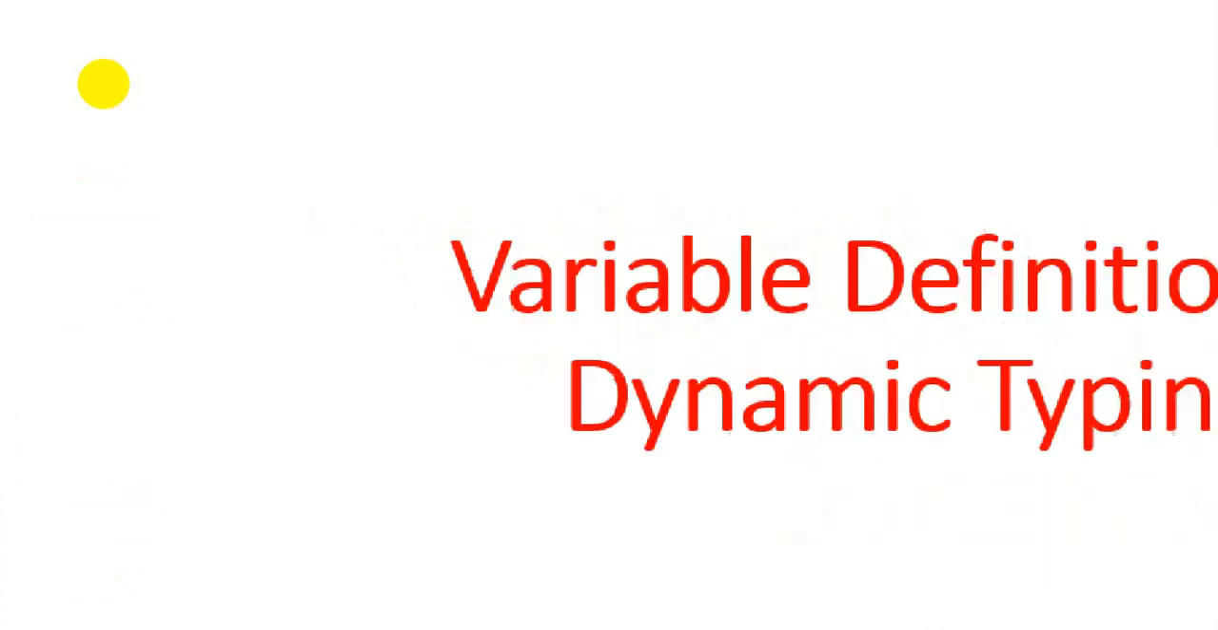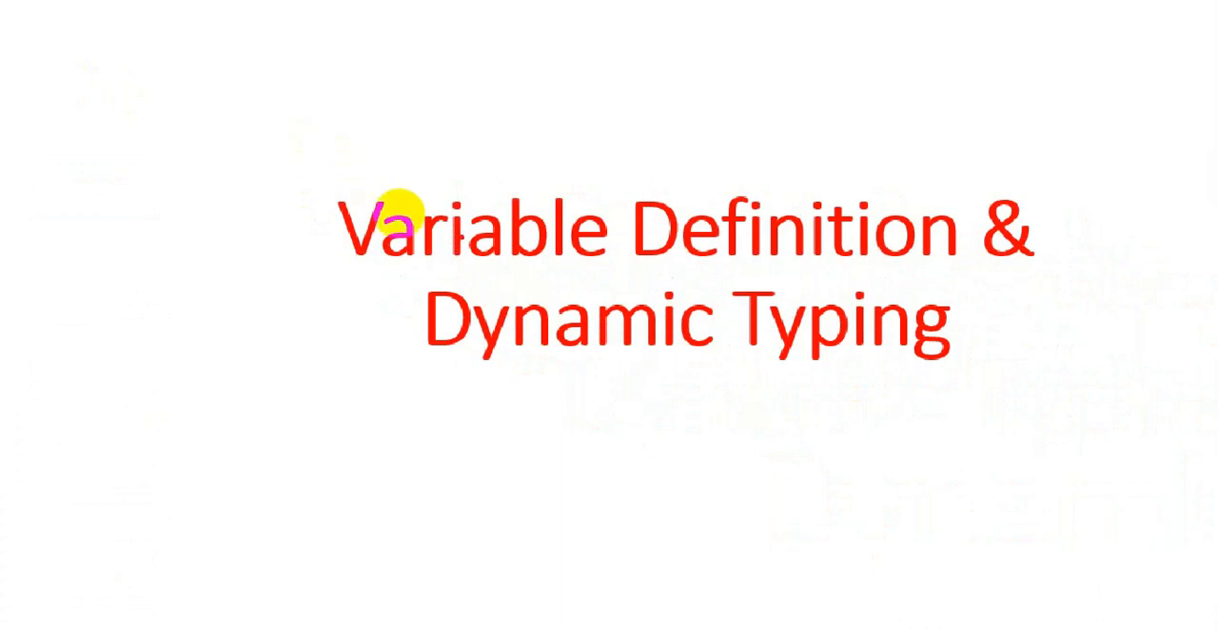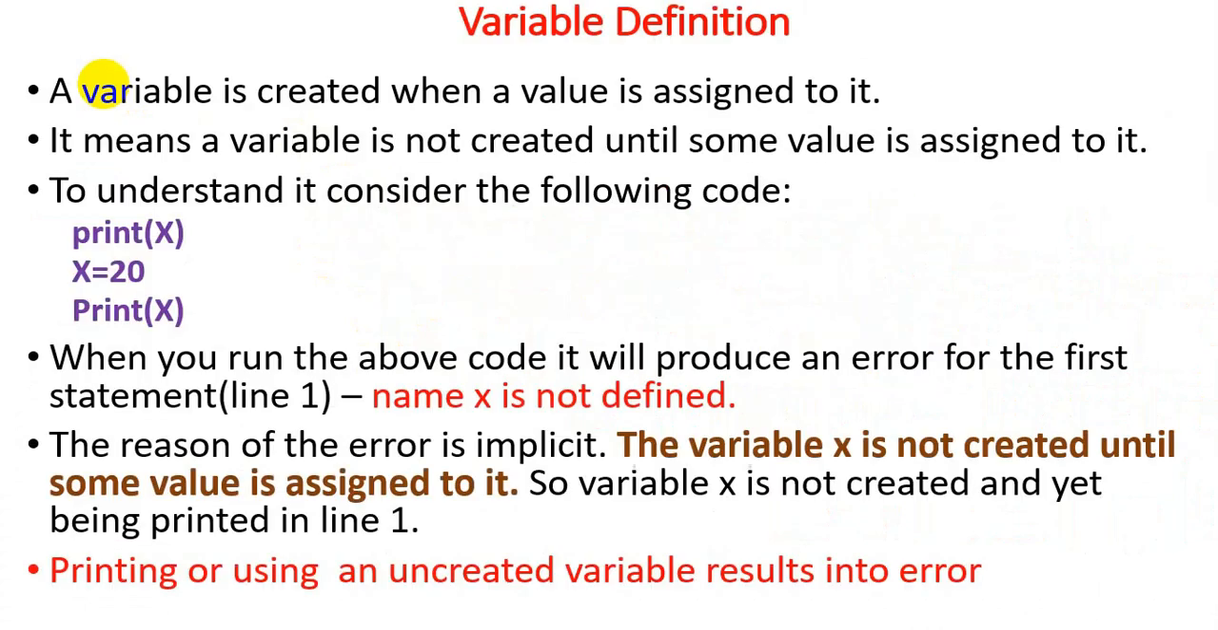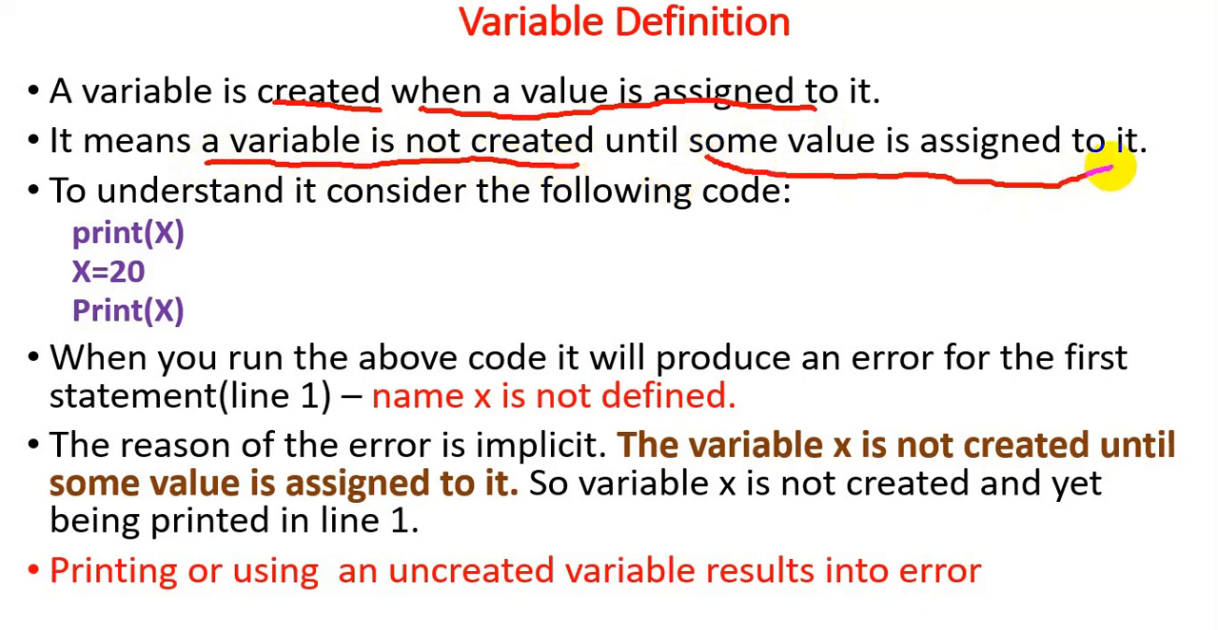Hello friends, in this video we are going to discuss variable definition and dynamic typing. A variable is created when a value is assigned to it. In Python, when you assign a value to a variable, only then is the variable created. It means a variable is not created until some value is assigned to it. Until you assign some value, the variable won't get created.